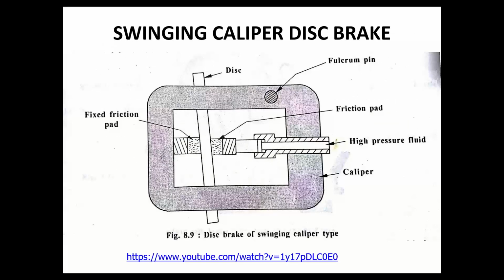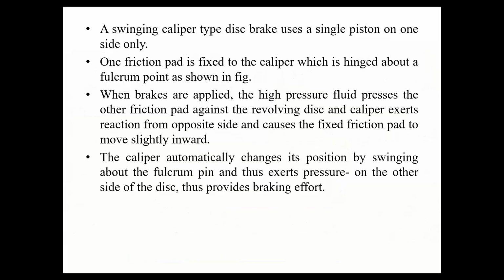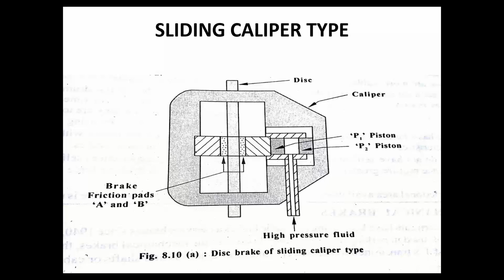In the last class we discussed the swinging caliper disc brake also. Next, the sliding caliper type. This is the third one. There are two pistons, P1 and P2. You can see in the sketch there clearly.